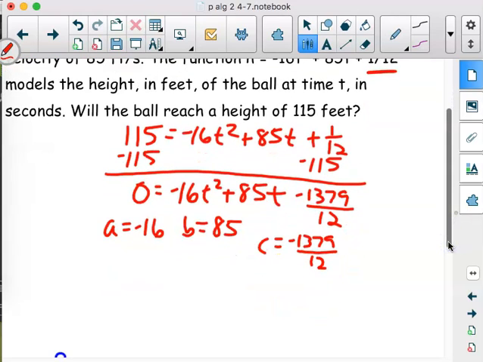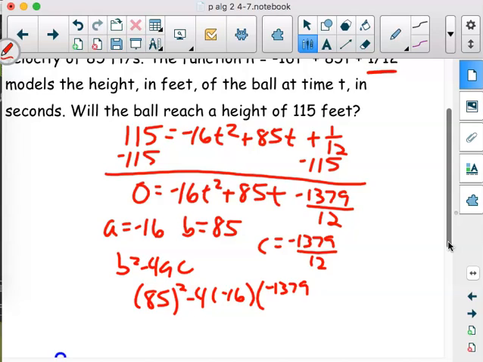So let's see how bad that's going to look. B squared minus 4AC will be 85 squared minus 4 times negative 16 times negative 1,379/12. Yikes. Calculator time.